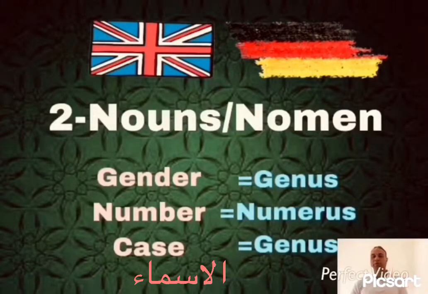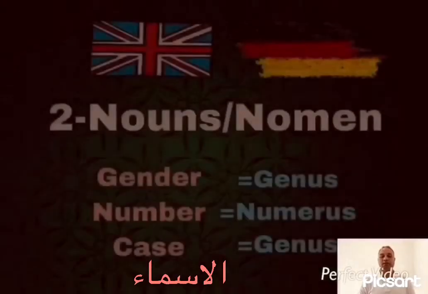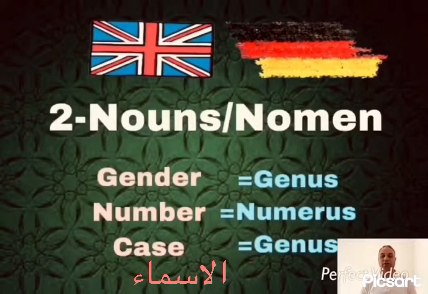So after talking a little bit about the German articles, we talk now about the German nouns. German nouns can be classified or categorized according to three criteria: gender, number, and case. With gender we mean masculine, feminine, or neutral. With number we mean singular or plural, and with case we mean nominative, dative, accusative, or genitive, and so on. That's why you have to know which case we have within the German sentence in order to use it correctly.